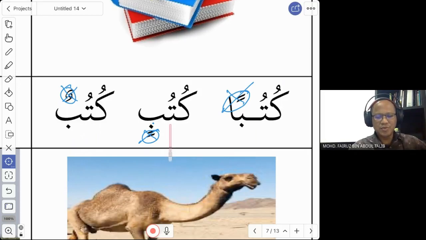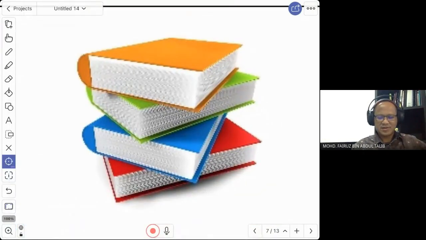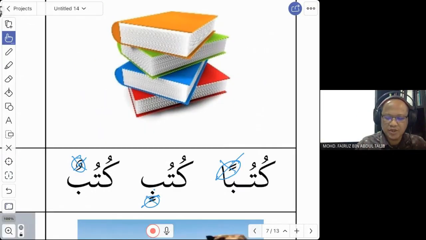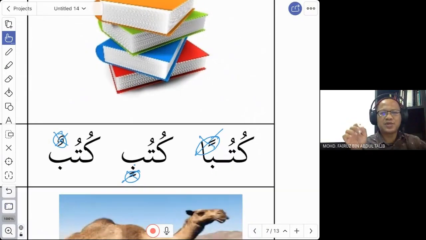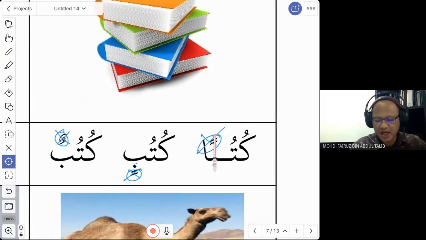Kutub, kutub, kutub. So how do you say books in Arabic? Kutub. Yes, so the word is kutub. But when it comes to writing in a sentence, sometimes the word will end with this fathah or tanwin fathah, and you will read kutuban. Sometimes you will read it kutubin, sometimes kutubun. Regardless of these 3 symbols, it is still the same word, which is kutub.